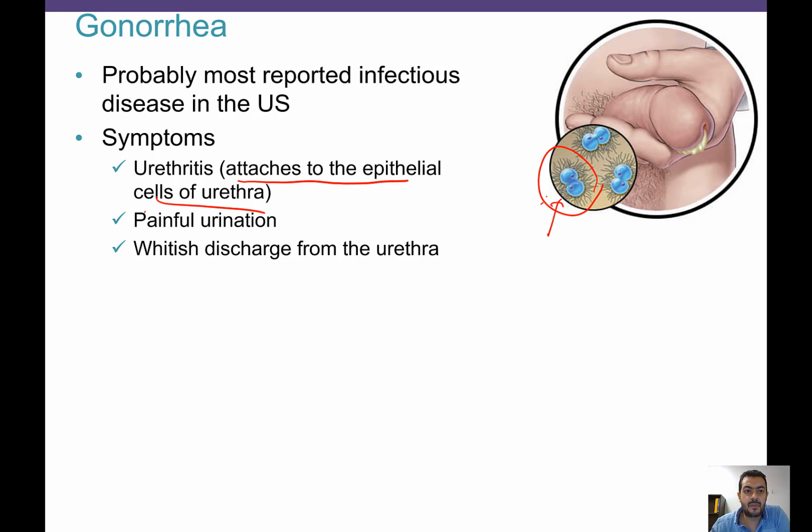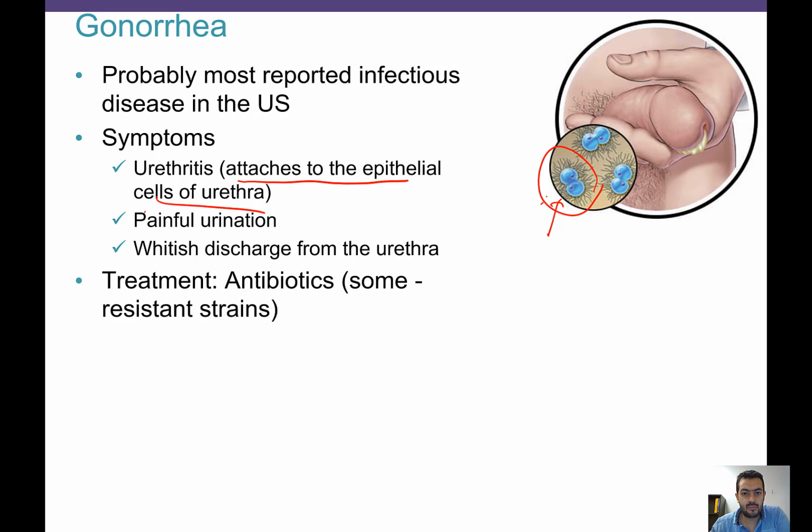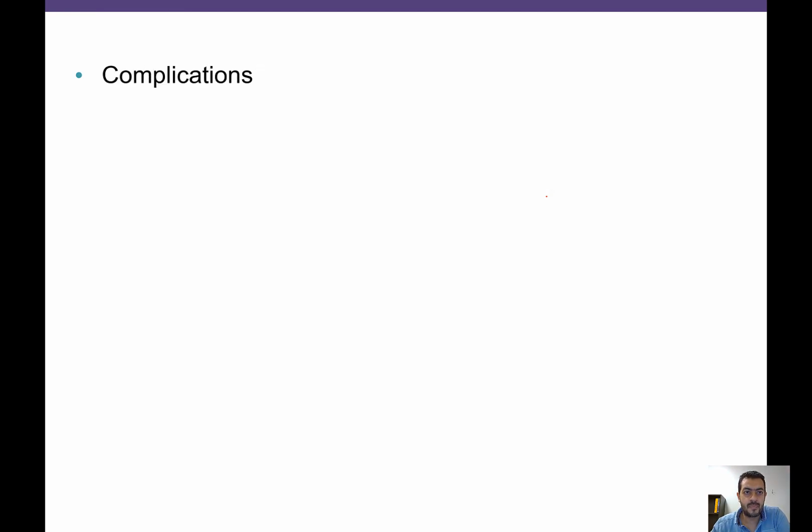So they will cause inflammation, they will cause painful urination, and in addition to that, you also may see whitish discharge, especially in the males. This will be easily seen in males. Treatment will be antibiotics, but keep in mind some strains are resistant to the antibiotics, which adds a further problem in treating Neisseria gonorrhea. The complications of Neisseria gonorrhea include sterility.